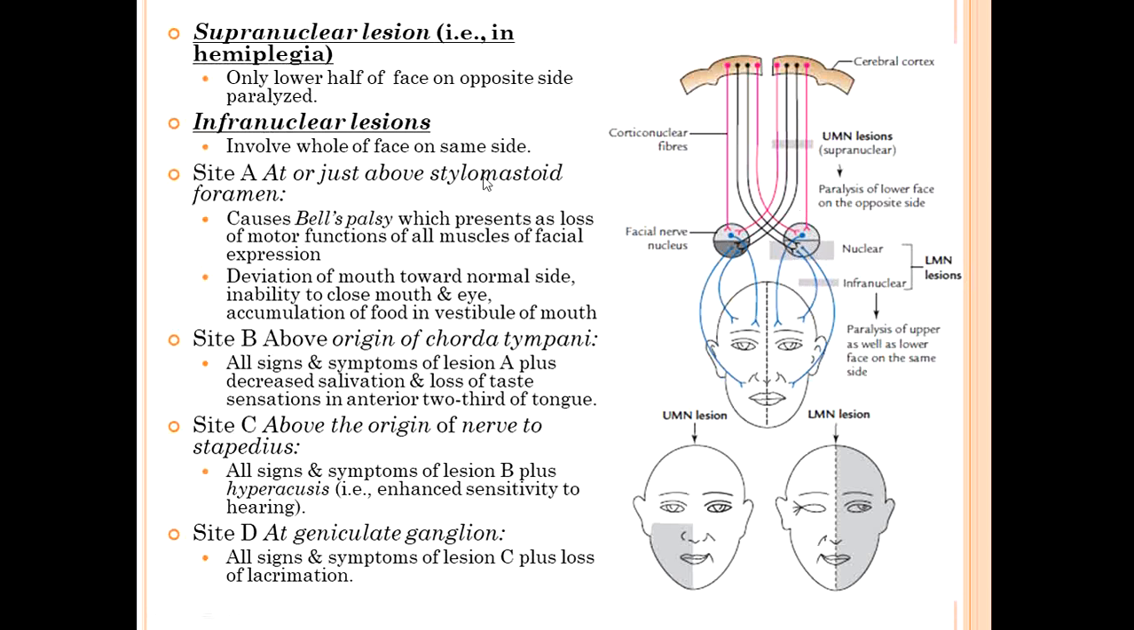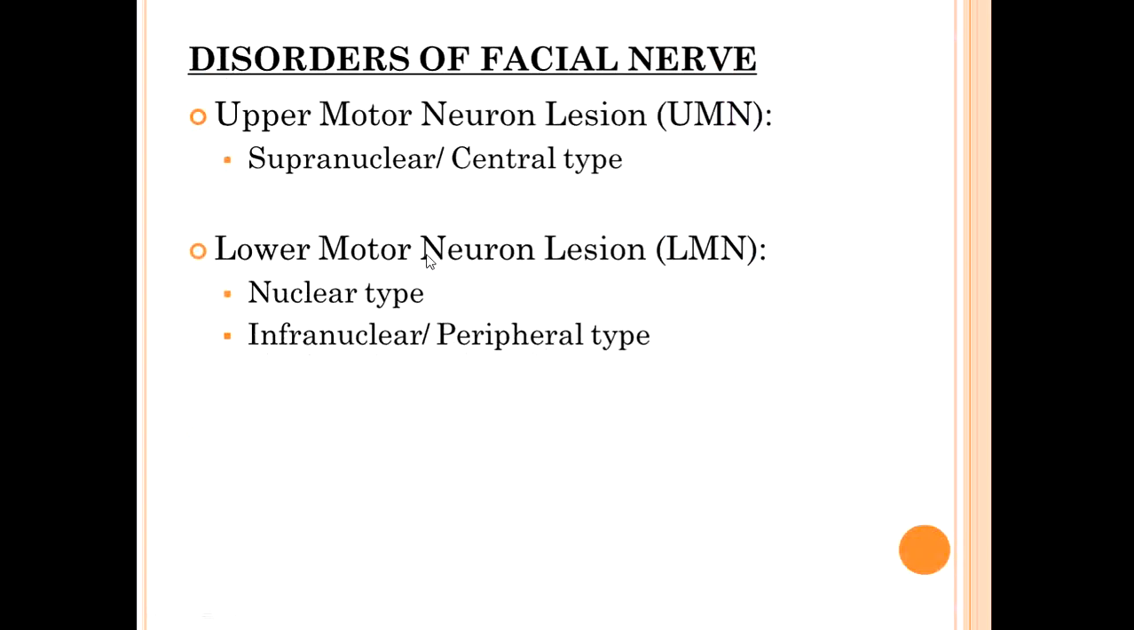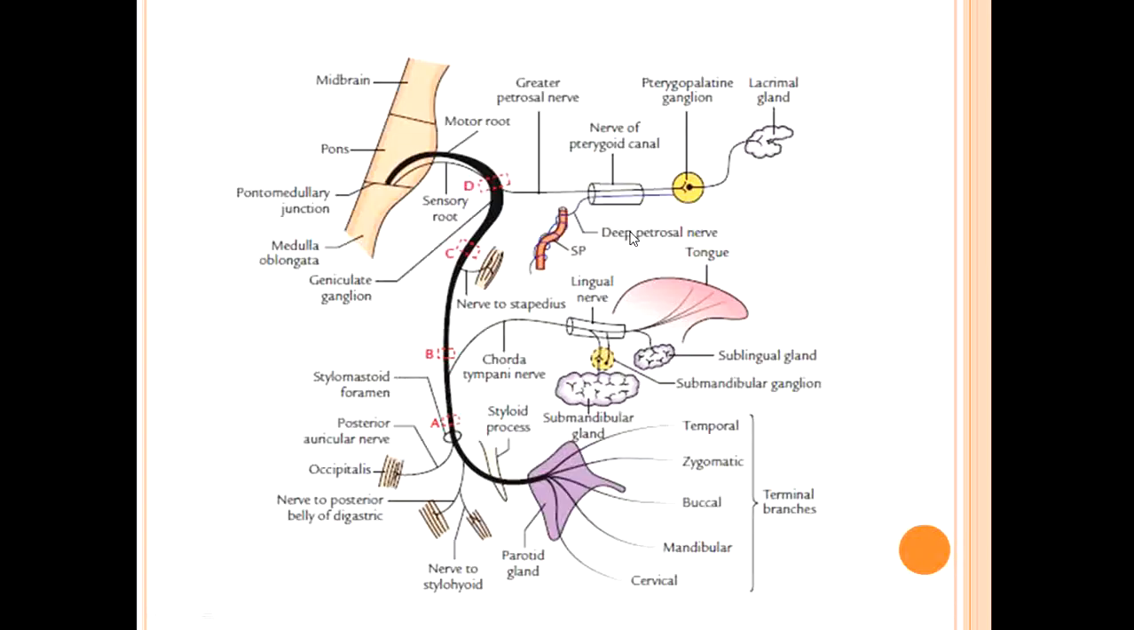So the first site is just above the stylomastoid foramen, another site is above the origin of chorda tympani, then another is above the origin of nerve to stapedius, and another is at the geniculate ganglion. Okay, now I will show you again. Either the lesion can be here where it is coming out through the stylomastoid foramen, that is lesion number 1. Lesion number 2 is just above where chorda tympani is arising. Third one is where the nerve to stapedius is arising. Okay, and fourth one is where the geniculate ganglion is present.